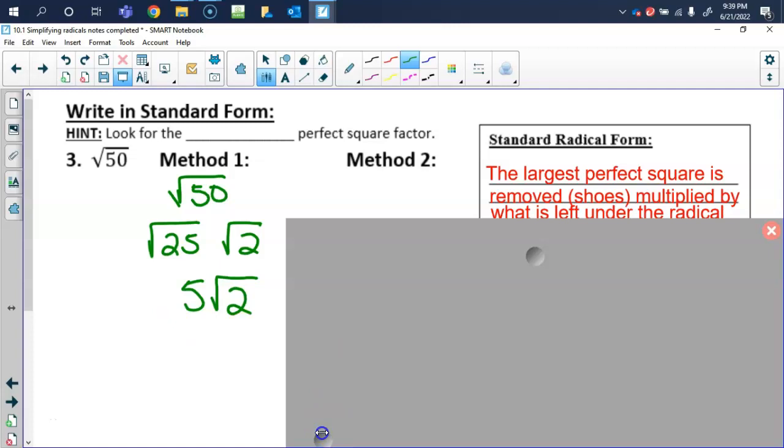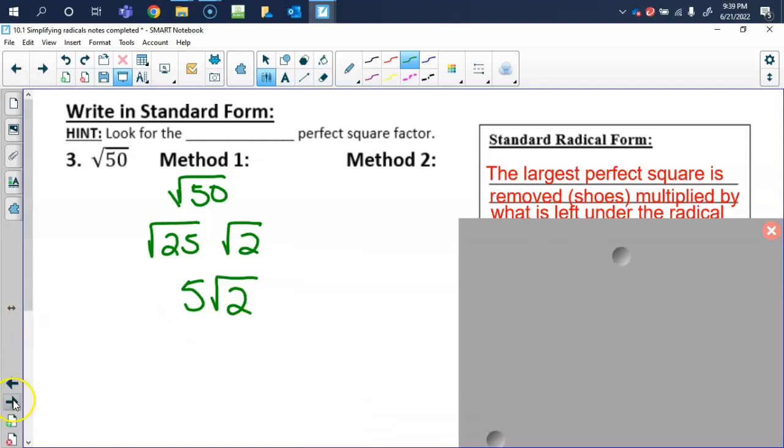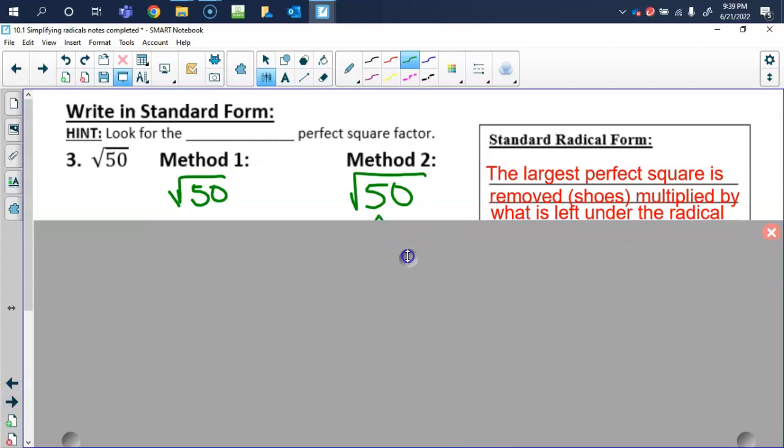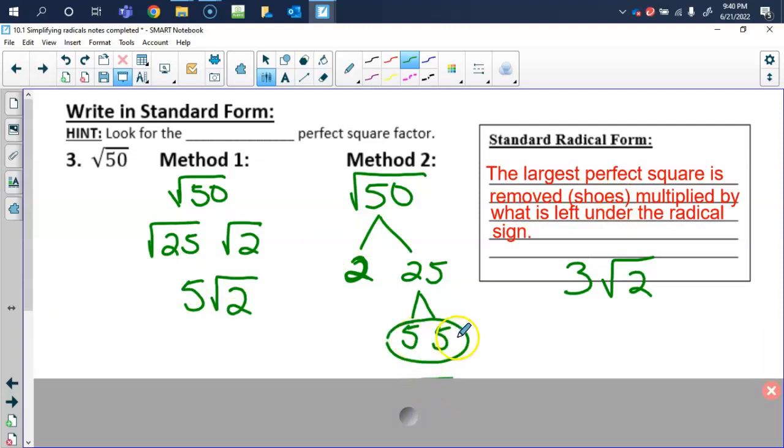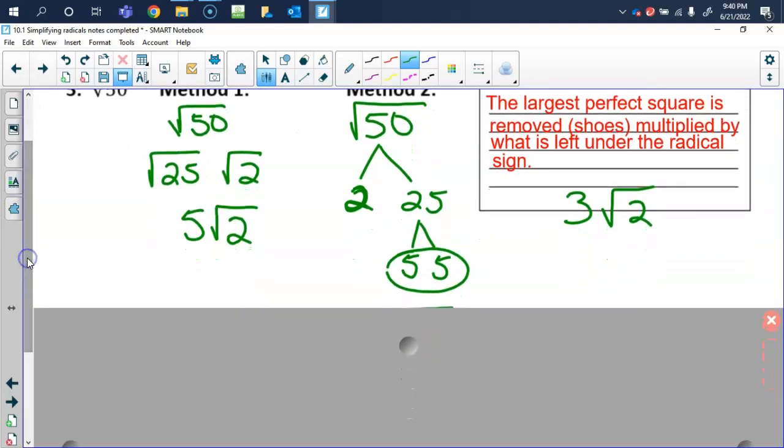The second method, which I think I have on the next screen, is to do a factor tree. And so anytime we find standard radical form, we're going to have a number outside and then whatever's left inside. Okay? So in this case, I've got 2 and I've got 25. And here you're talking about shoes. So if I am looking at this problem, 25 is the same thing as 5 times 5, right? So anytime you have a pair of numbers, just like if you have a pair of shoes on your feet, it can go outside of the radical symbol.